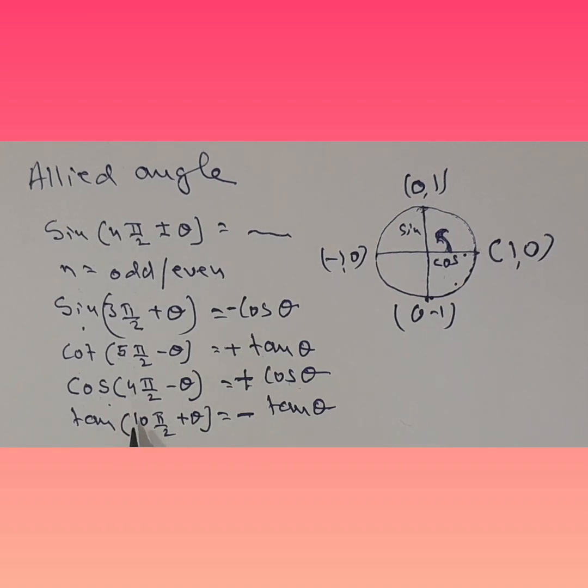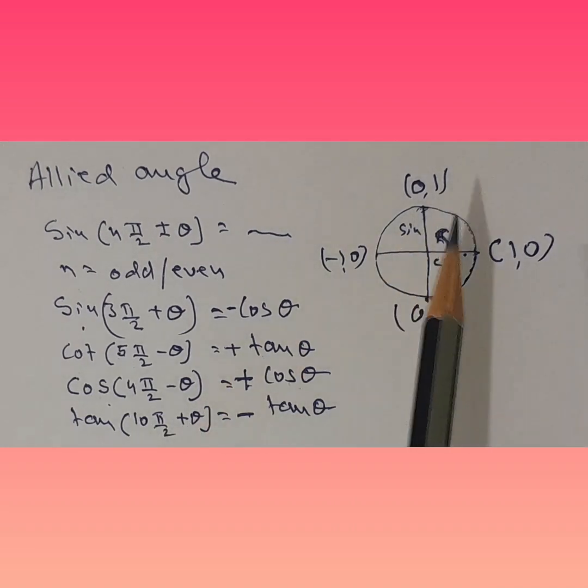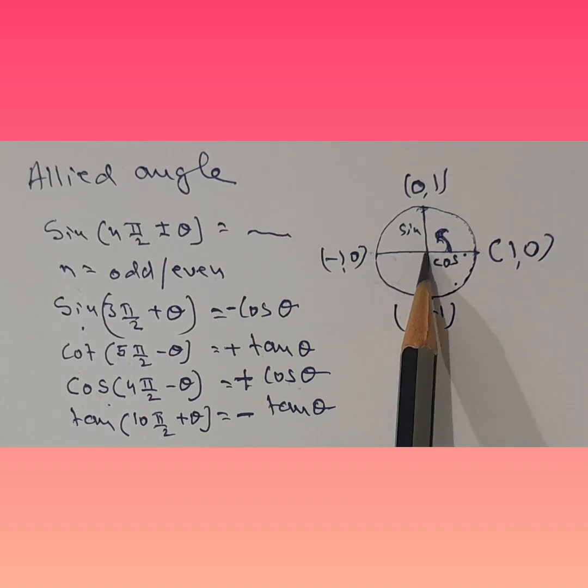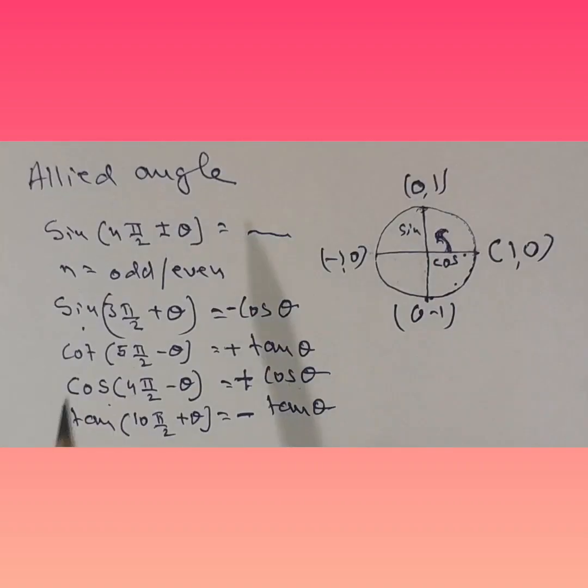When we take tan(10π/2 + θ), n is even, so tan remains tan θ. Now 10π/2: so it is 4π/2, 8π/2, 9π/2, 10π/2. 10π/2 plus θ, so it would move in here. And that is the third quadrant. In the third quadrant, we know that sine is negative, cos is also negative, so it would be positive. This would be positive tan θ, because tan is sine over cos.